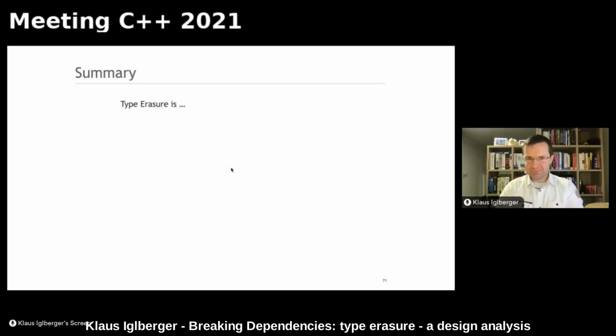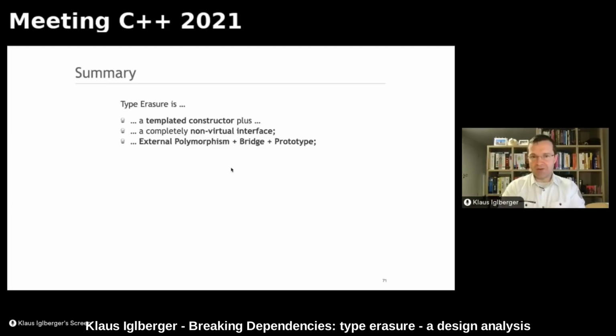As a summary, type erasure is a templated constructor that creates this bridge automatically, plus a completely non-virtual interface. Types no longer have to be polymorphic, and we treat them polymorphically very nicely. It is a combination of external polymorphism, bridge, and prototype. These three design patterns. And I believe it's definitely one of the most interesting design patterns today. I believe this is something that you can pretty much apply to every inheritance hierarchy you have, and by that gain decoupling. That is the one thing we're looking for, and therefore I feel it's so interesting.